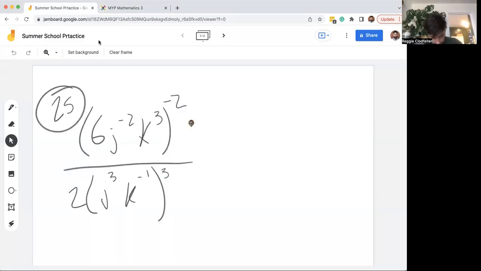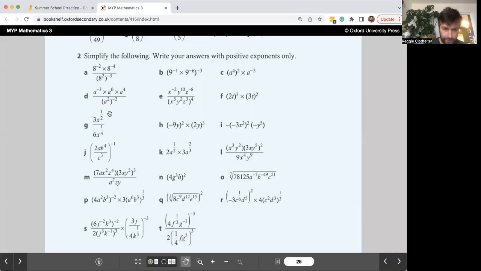So I'm just going to do the numerator first, power of a power rule. I'm going to apply my negative 2. So I have first 6 to the negative second, which is 1/36. Let's make sure I got that right. Yes, 6 to the negative second.